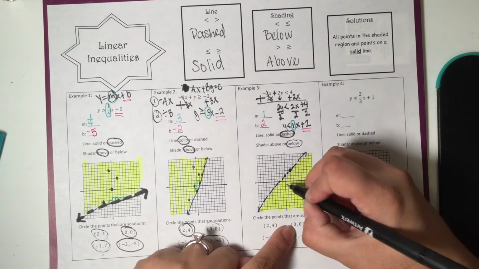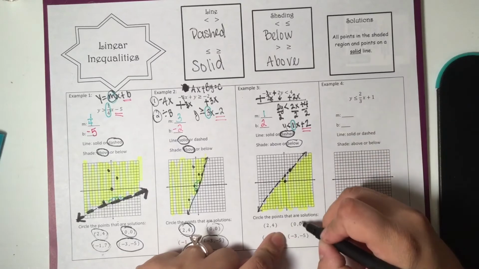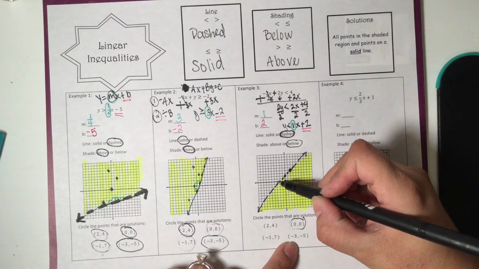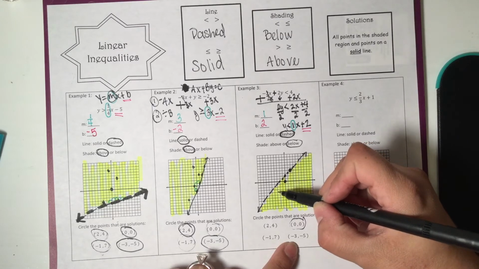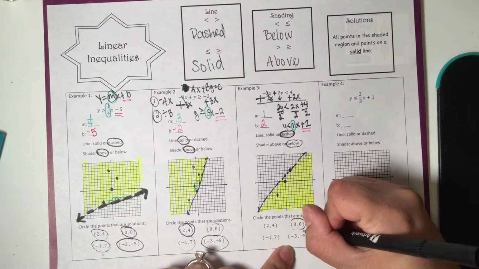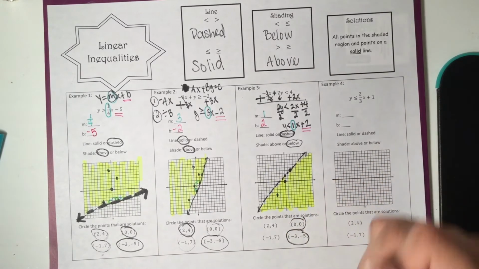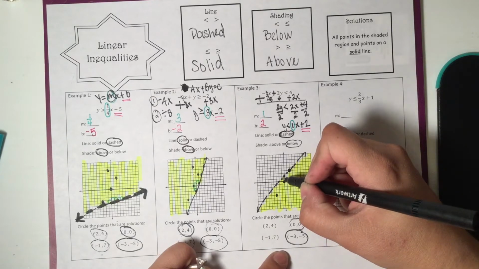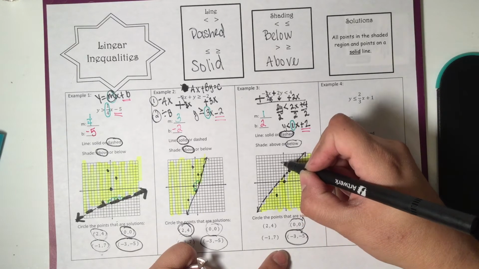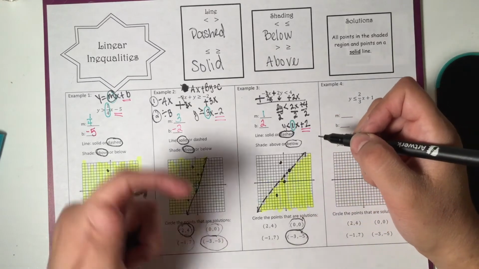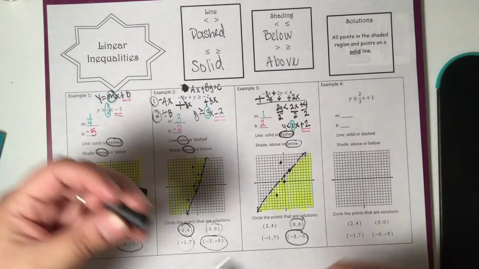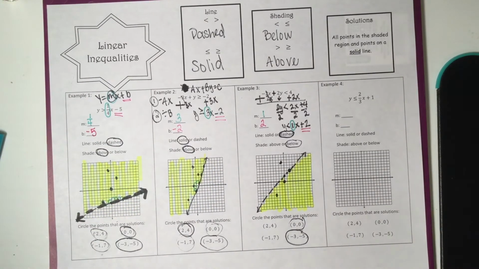Okay, now we have 0, 0. Yep, that works. I circle it. I have -3, -5. 1, 2, 3, 4, 5. Yep, that's a solution. And then lastly, we have -1, 7. 1, 2, 3, 4, 5, 6, 7. Oh no, it is not in the shaded region, so it's not a solution. Okay, that's example 3. Again, pause it, see if you can do the last problem on your own.